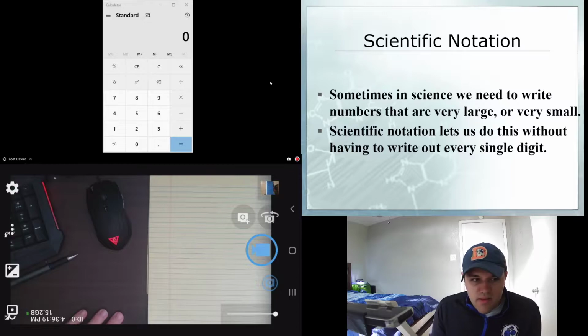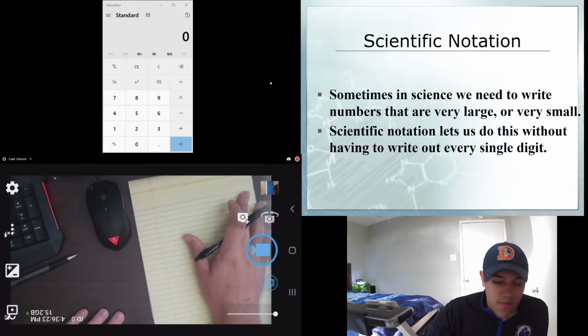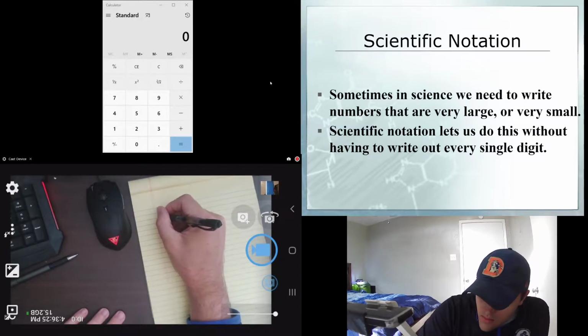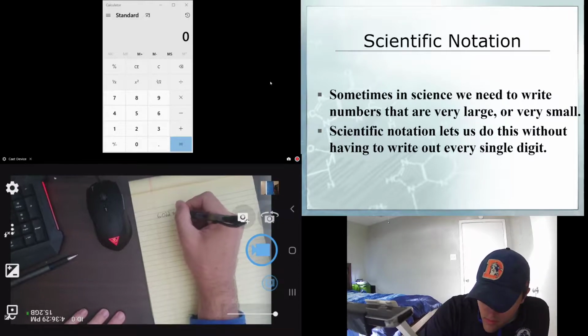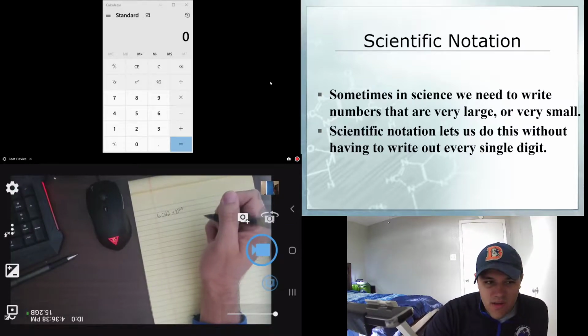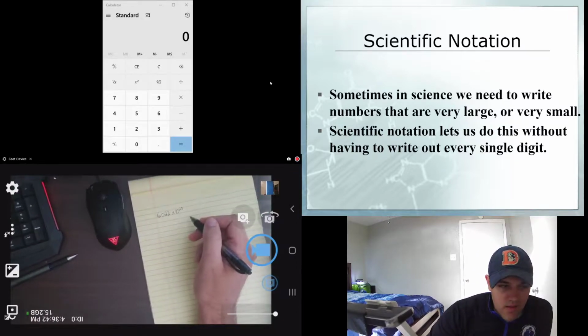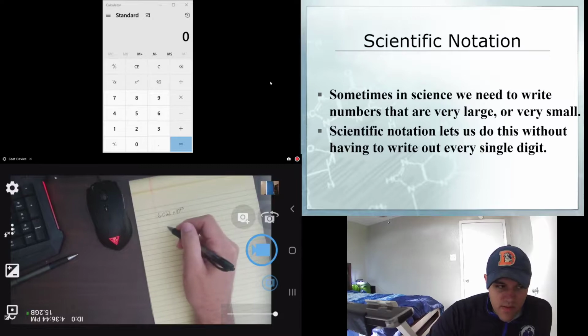And what that looks like, I'll give you all an example of a number that you guys will see a lot later on in the year. This is called Avogadro's number. And it's the number of atoms that are in a mole of a substance. And y'all won't have any idea what that means yet, but we'll get to it eventually, I promise. And this is the scientific notation version of it, the shortened version.